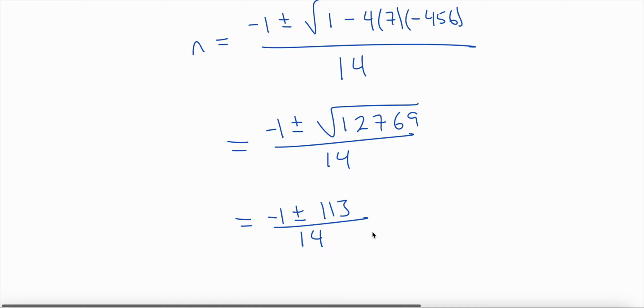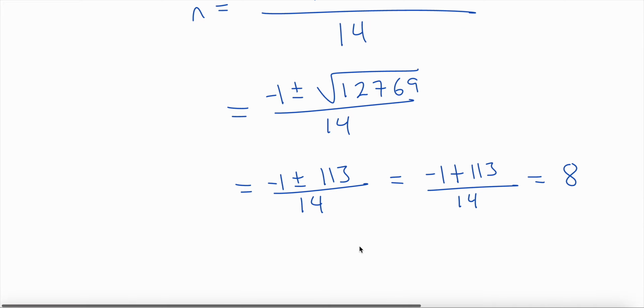And now at this point, we really should only have one option here, because we're solving for n, and n represents the amount of terms that we're summing up. And so n should always be positive. So when we're choosing the plus or minus, we're only going to take the route where we do the plus. So we know that n equals negative 1 plus 113 over 14, and that is going to come out to 8. And we get our final answer of n equals 8.